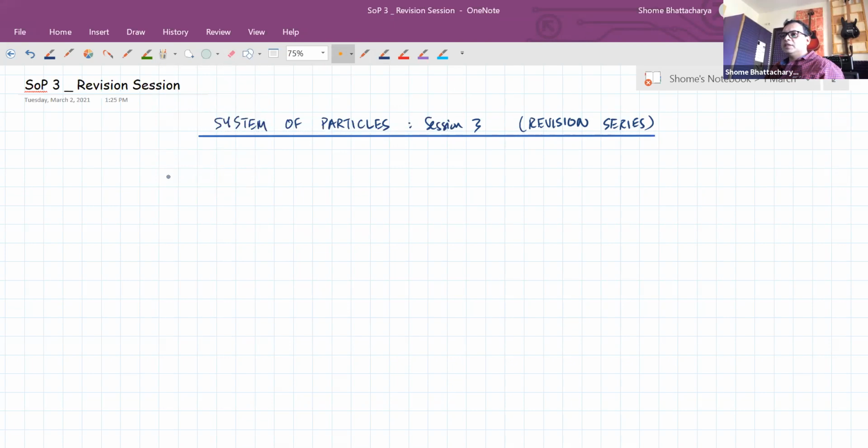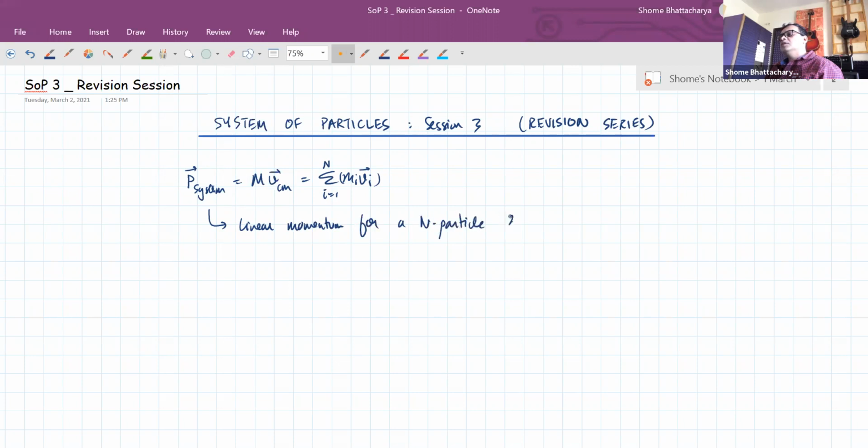Let's once again begin by revising the concept of linear momentum of a system, defined as the total mass multiplied by the velocity of the center of mass, which is also nothing but the summation of mass into velocity, or linear momentum, of the individual particles within the system. This is how we define linear momentum for an n particle discrete mass system, in which capital M is the summation of the mass of each individual particle, so it's the total mass, and VCM is the velocity of the center of mass.